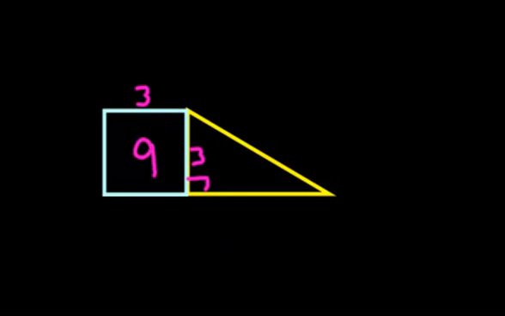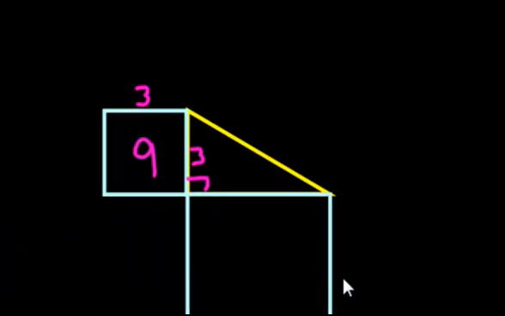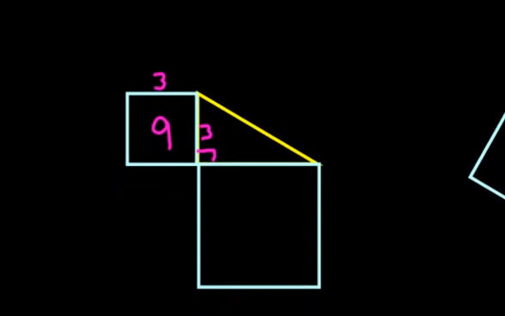Okay? Then he looked at another side. Let's call this side B. And let's say that it was 4 centimeters long. And if it's a square, that means all sides are 4. So he figured out the area. 4 times 4, that's 16.